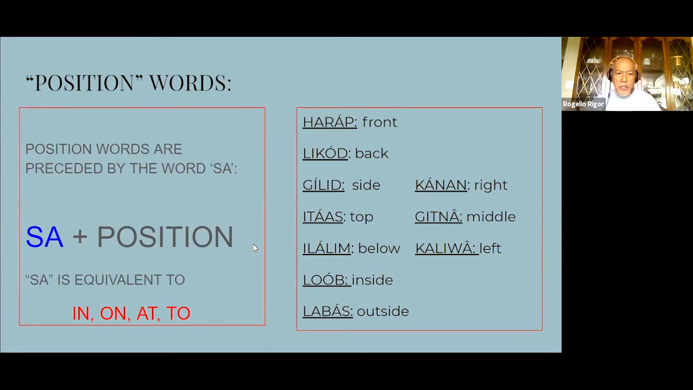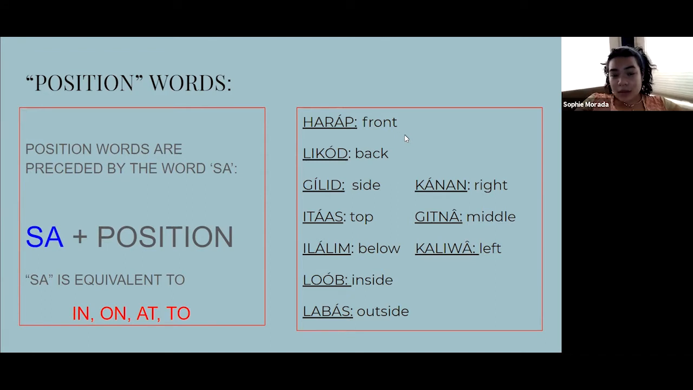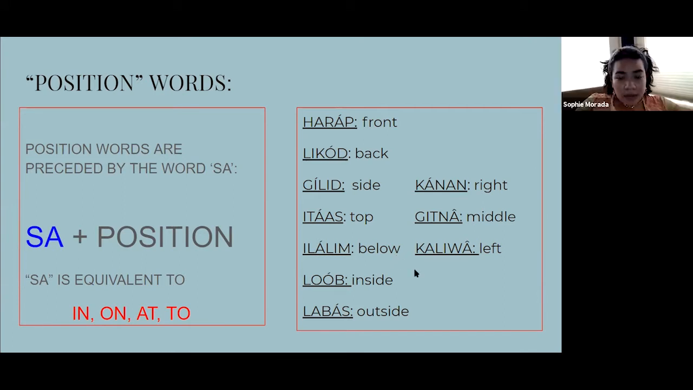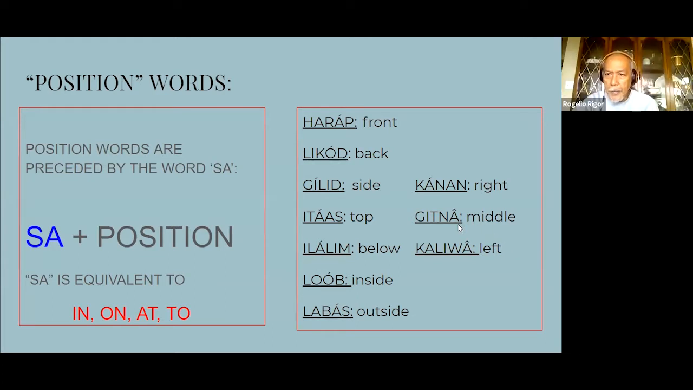So here we start with position, where sa is equivalent to these articles of place: in, on, at, to, right? So sa and position. These are the position words. Go ahead and practice saying them. Harap, likod, gilid, itaas, ilalim, loob, labas, kanan, gitna, kaliwa. Yes, gitna, right? That's a glottal stop on gitna. Gitna. Yes, very good.